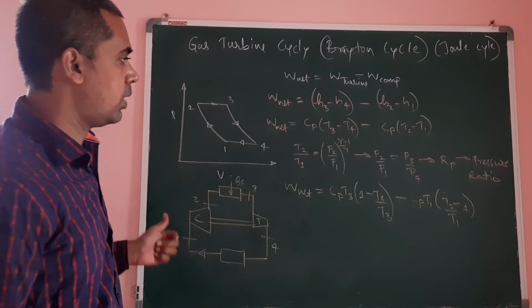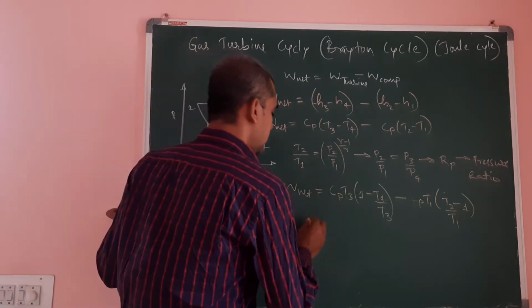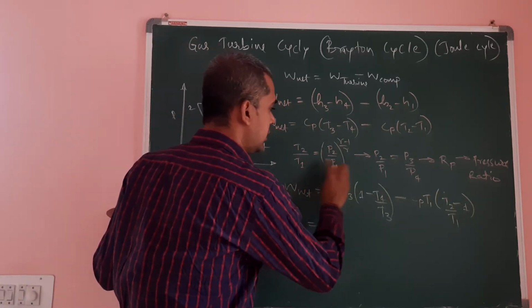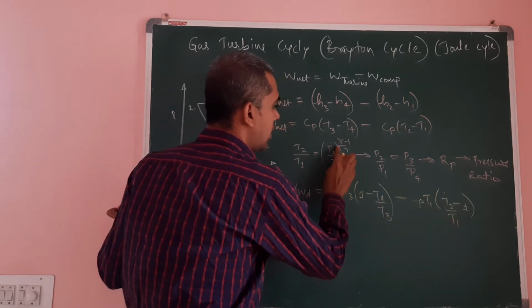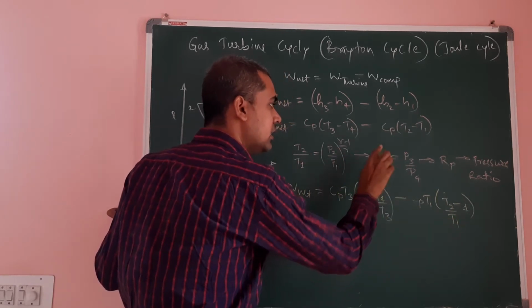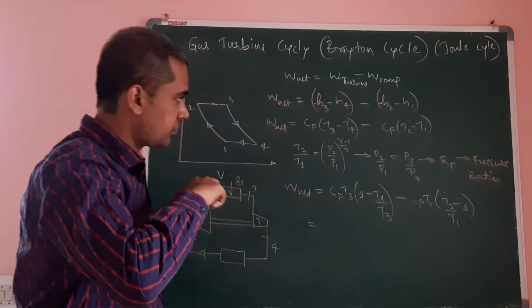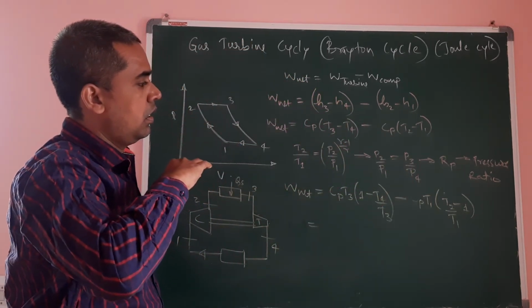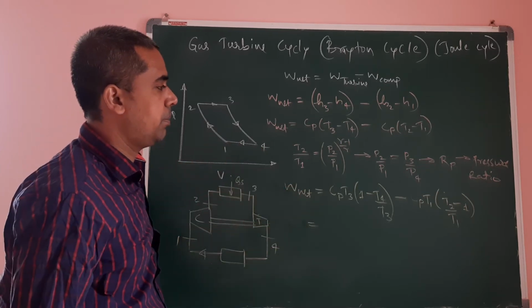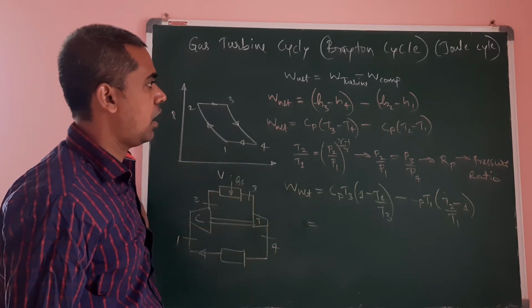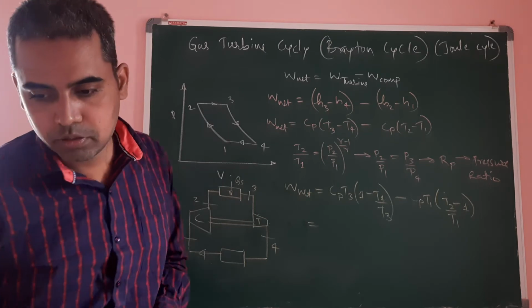Therefore, from this equation, T2 by T1 is equal to Rp raised to gamma minus 1 by gamma. In a similar way, P3 by P4 is nothing but again Rp raised to gamma minus 1 by gamma.